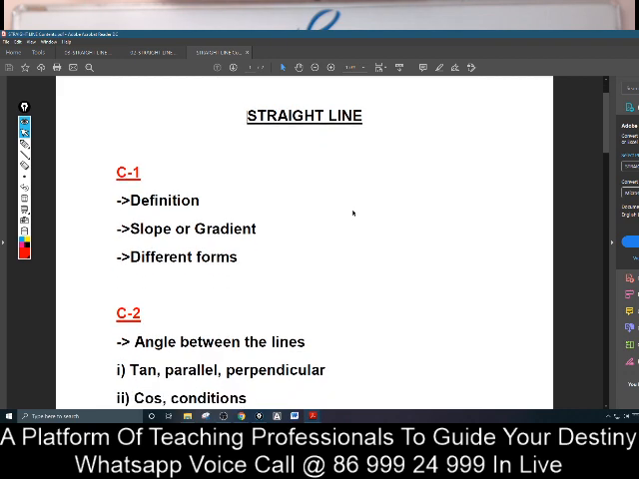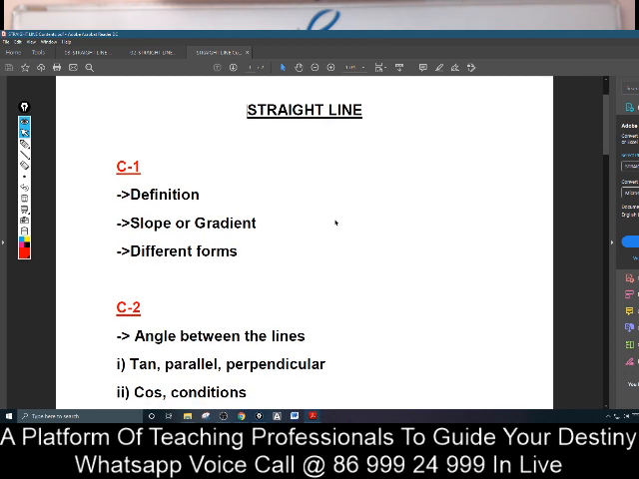Definition, slope or gradient, different forms. This is C1 we have taken.